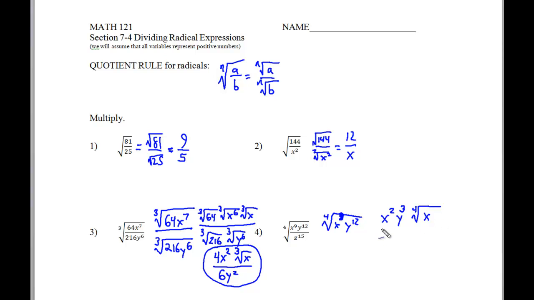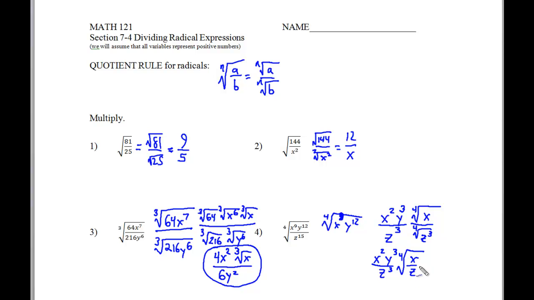Now in my denominator, 4 does not go into 15 evenly, but 4 goes into 12 evenly 3 times. So this is going to be z to the third power, which leaves me with, in my denominator here, the fourth root of how many z's were left over from 12, which is going to be 3 of them. Now my final answer is going to have x squared y cubed divided by z cubed times the quantity of the fourth root of x over z cubed.